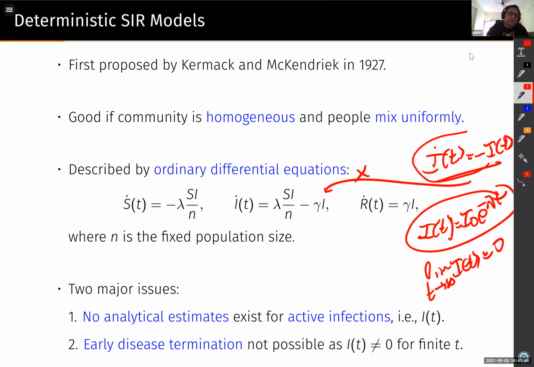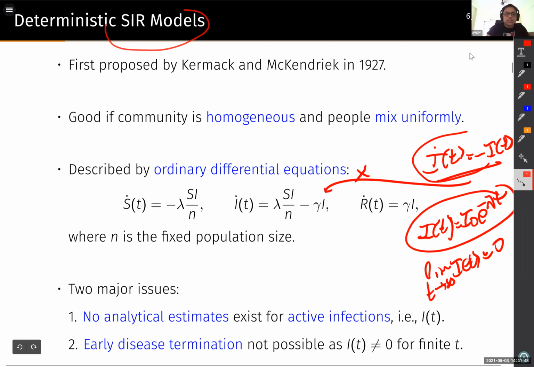So because of this reason, one can conclude that in deterministic SIR models, the disease cannot terminate in finite time. Okay, so if we were interested in answering questions related to early disease termination, one cannot work with deterministic SIR models. All right.